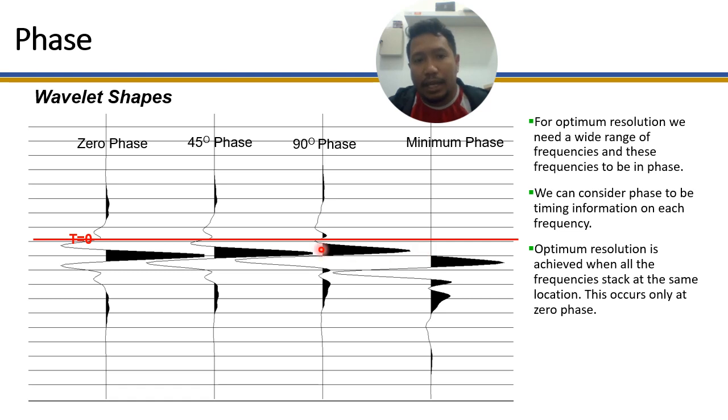One of the aims of seismic data processing is to generate sections that are zero phase and with large bandwidth, like here.